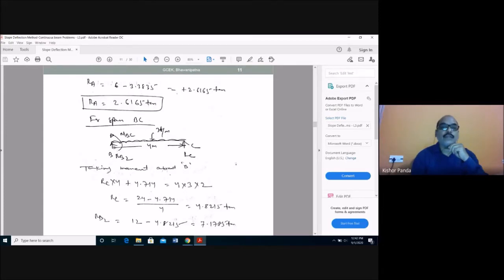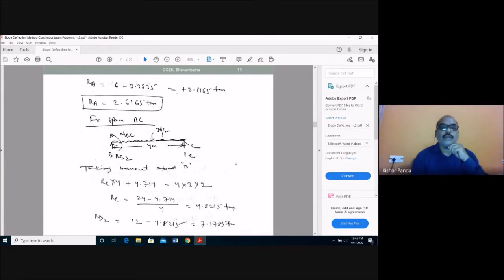Similarly, take the moment about B. RC into 4 is anti-clockwise moment, and MBC is also anti-clockwise moment. So RC into 4 plus MBC is equal to the clockwise moment. The clockwise moment is from 3 ton by meter, so the total load is 3 into 4, and the centroidal distance is 2, so 3 into 4 into 2. Then find out the reaction RC.